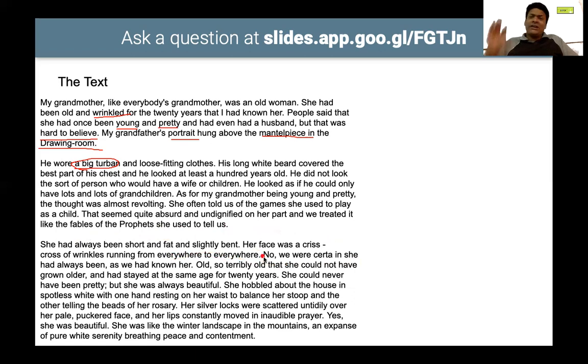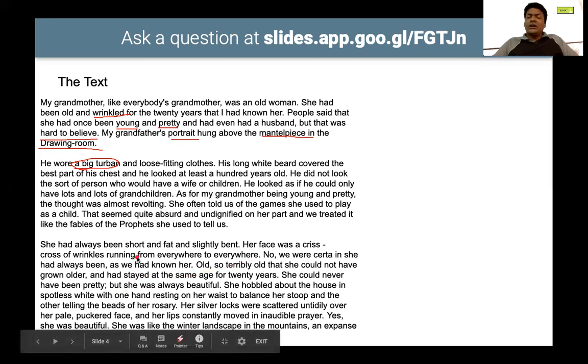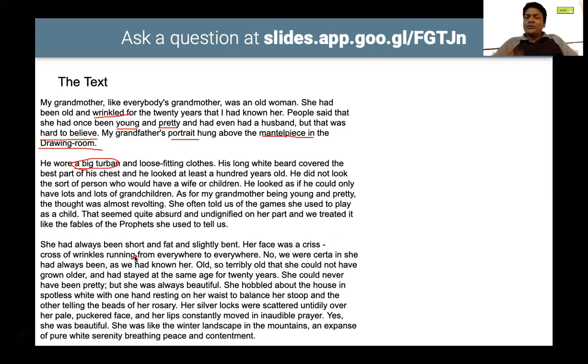slightly bent. The writer stated how his grandmother's appearance was. His grandmother was short in height, was fat and also stooped. Stooped means slightly bent also, right? Her face was a crisscross of wrinkles, so wrinkled and loose, and you can say crisscross marks, spot marks from everywhere to everywhere.